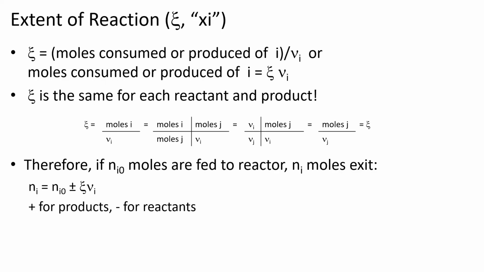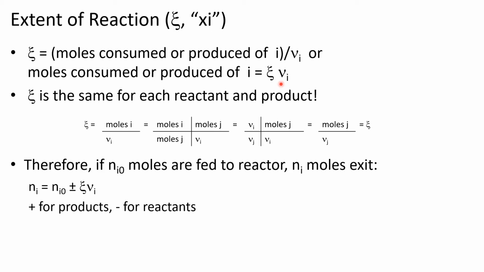Another concept that will be useful in analyzing processes that have chemical reaction, that helps us perform the mass balances for these processes, is something called the extent of reaction. The extent of reaction is represented by the Greek letter xi. Xi is defined to be the moles consumed or produced of a species I divided by the stoichiometric coefficient for that species I. Or we can rearrange it to say that the moles consumed or produced of I is going to be equal to the product of the extent of reaction, xi, times the stoichiometric coefficient for species I, nu sub I.